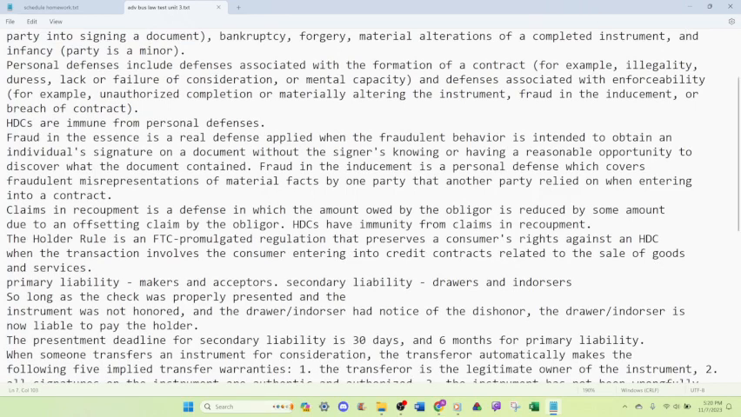Material alterations of a completed instrument? Oh, come on. You gotta be kidding me.